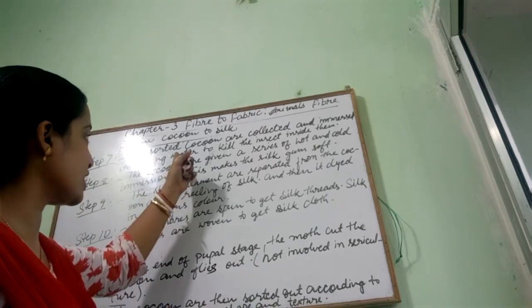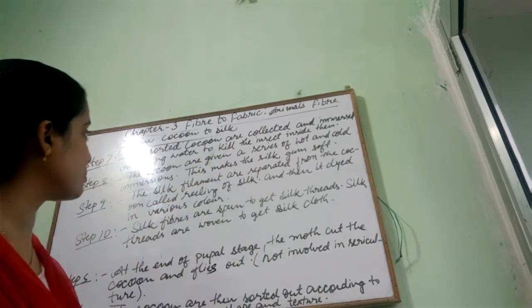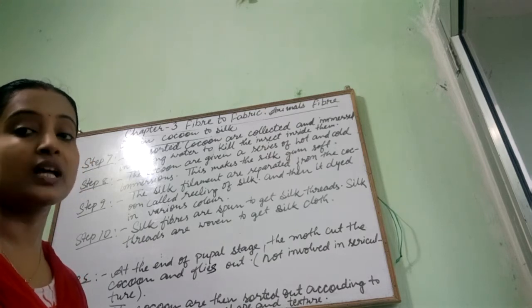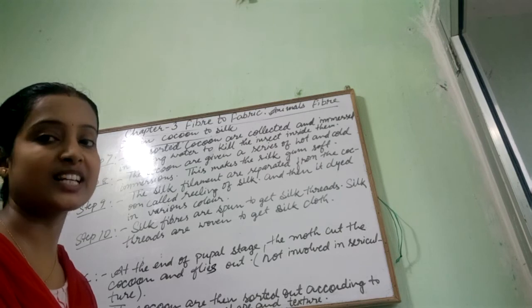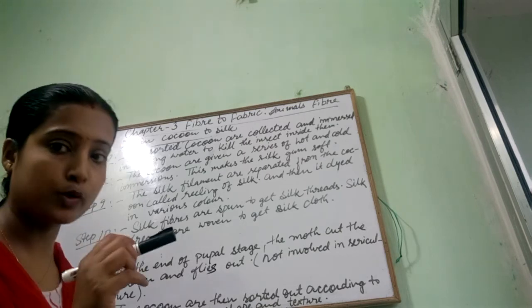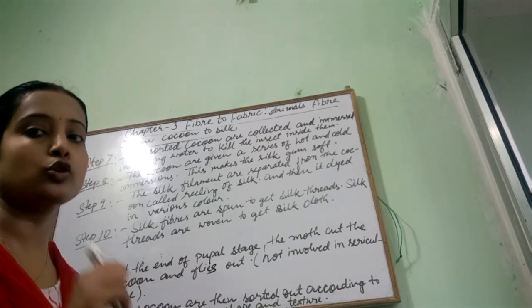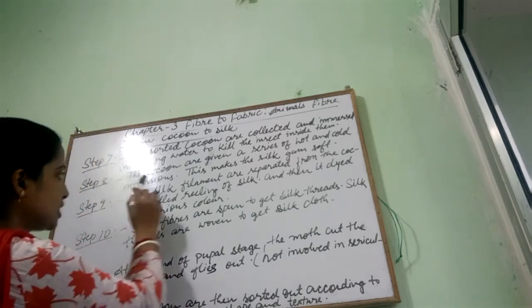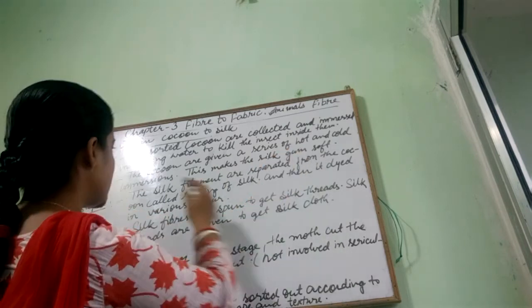In the seventh stage, the sorted cocoons are collected and immersed in boiling water to kill the insect inside the cocoon. Inside the cocoon, which one is present? Yes, the pupa is present, and to kill the pupa, it is immersed in boiling water, and this is step 7. Now in step 8, the cocoons are given a series of hot and cold immersions.